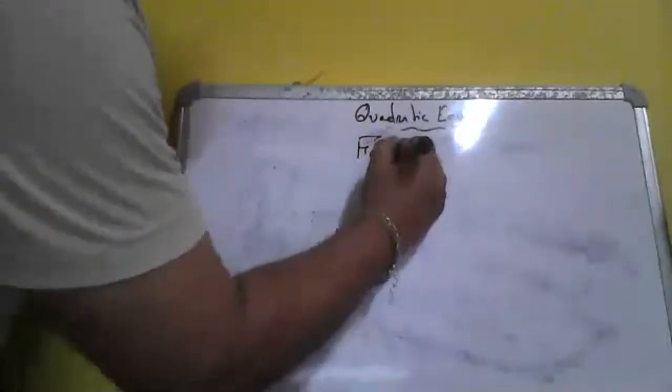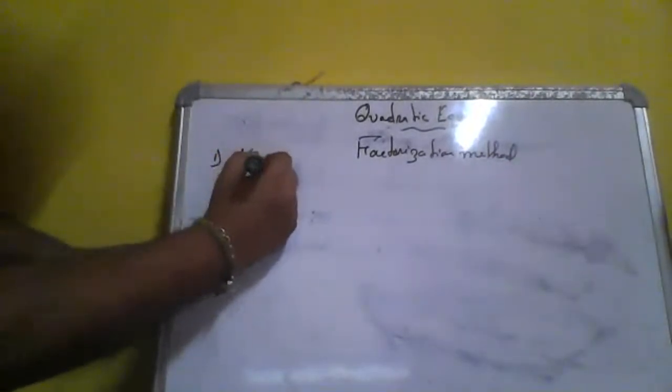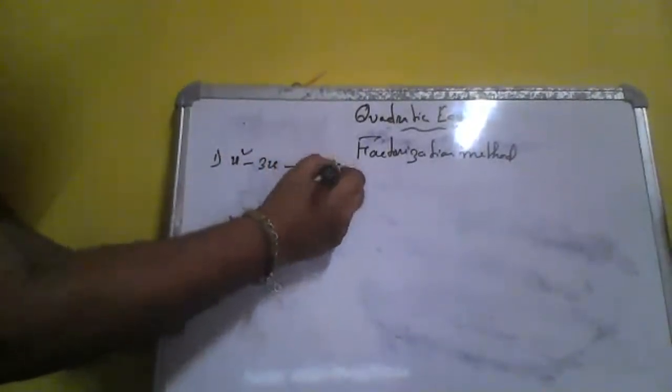First method is factorization method. You write the question: find the roots of a quadratic equation by factorization method. Find the roots of the quadratic equation by factorization method. And first question, right? x square minus 3x minus 10 equal to 0.